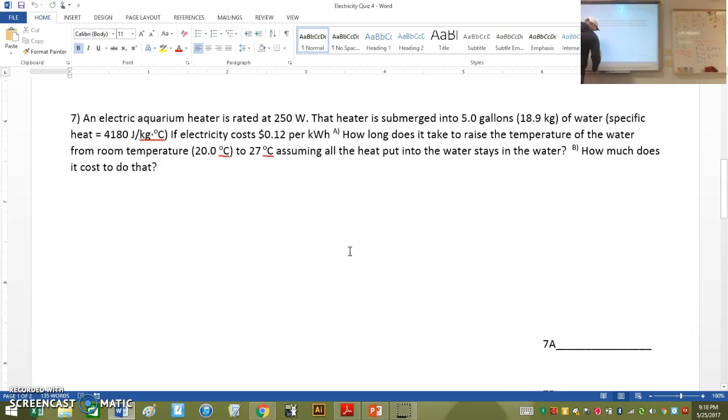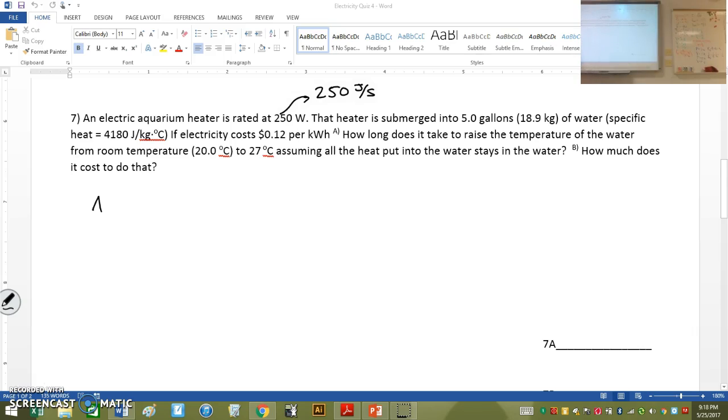Number 7. An electric aquarium heater is rated at 250 watts. That might be helpful to know that it's also 250 joules per second. That's what a watt is. The heater is submerged in 5 gallons of water. The electricity is this much. Part A, how long does it take to raise the temperature of the water from room temperature to 27 degrees, assuming that all the heat gets put into the water? And part B, how much does it cost to do that?